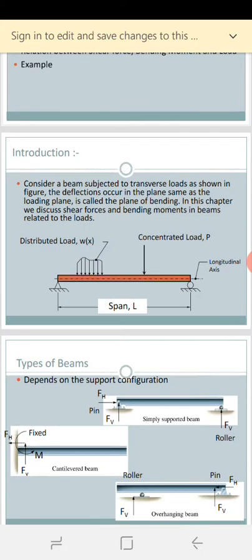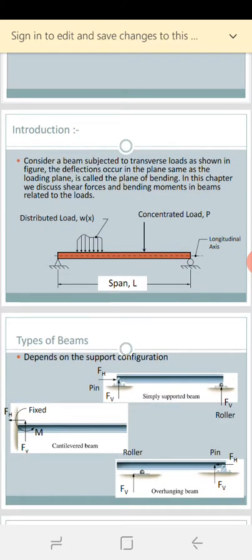Now, introduction. Here I am giving one beam which is simply supported, and that beam carries two kinds of load. It is perpendicular to the longitudinal axis of the beam. One is the concentrated load and another is the distributed load. Now we have to analyze what effect this kind of loading has on the beam, and that effect we have to represent in graphical form.